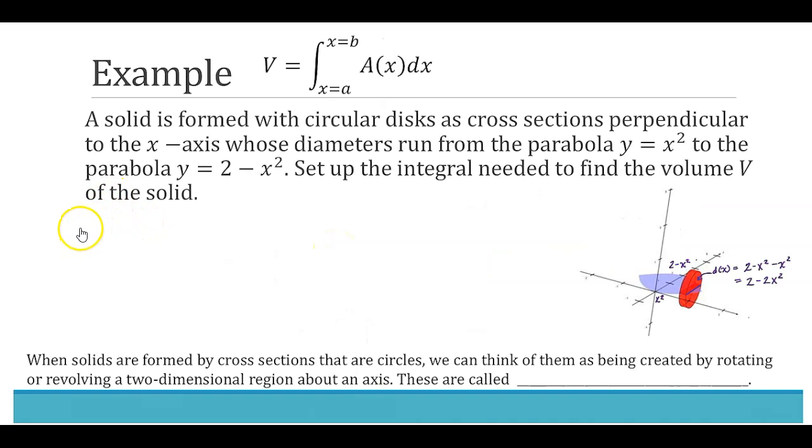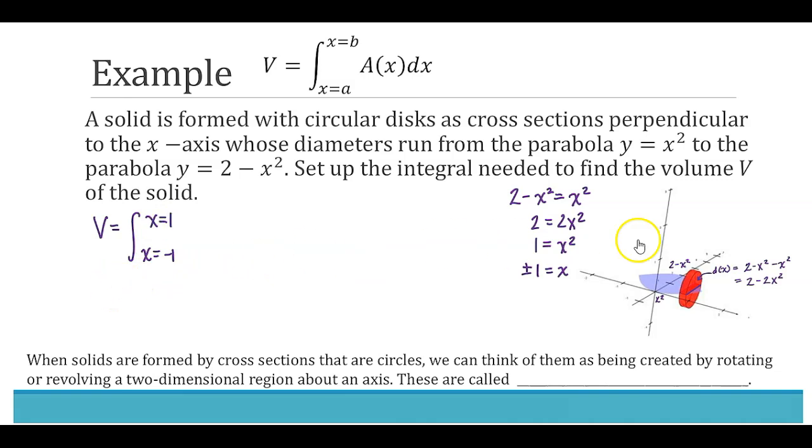So now we're going to start to set up the volume formula. The volume is equal to the integral from x equals, so we need to know the x values that this region extends, and that's going to be finding the x values of the points of intersection here. So remember, if we want to find the point or points of intersection, we're going to need to set the two functions equal to one another. So we'd have 2 equals 2x squared, or x squared equals 1, so we get plus or minus 1. So our limits of integration are going to extend from -1 to 1. And our cross-section is going to be a disk, which is really just a circle.